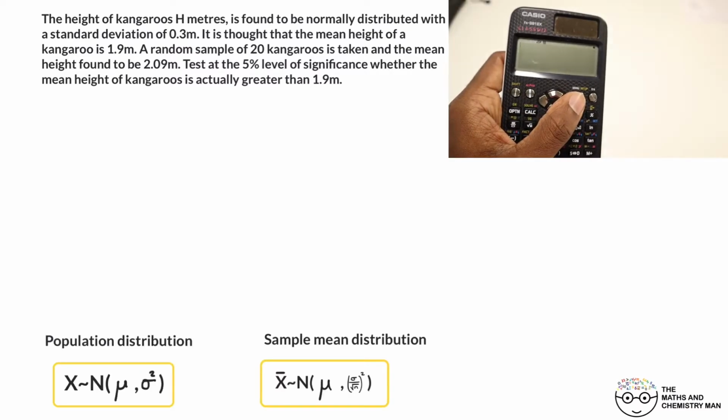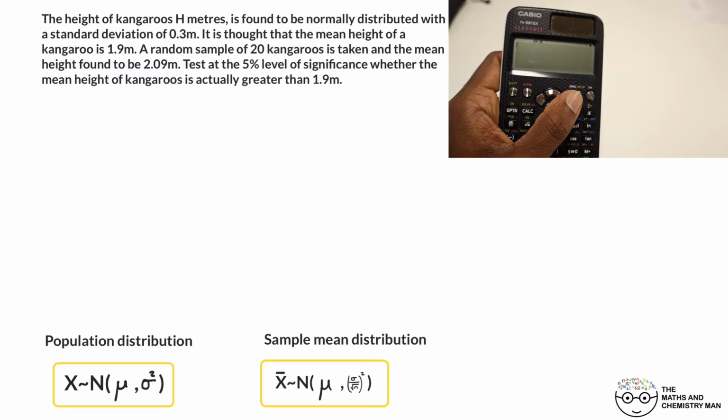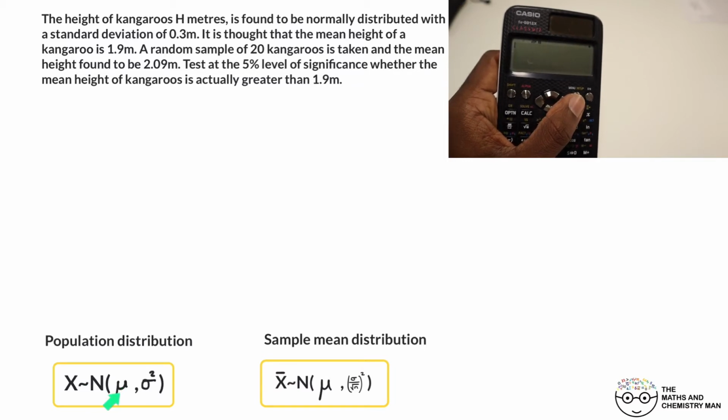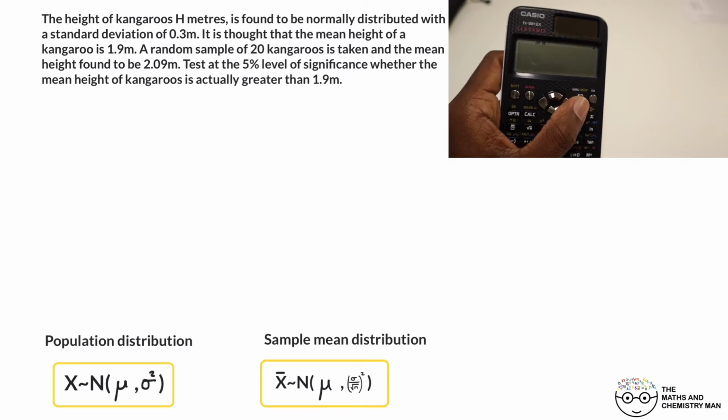Righto, it is solution time. So the first thing we should do before we actually begin with the question is look at our distributions. Now you're used to seeing a normal distribution like this, where you've got your mean, your standard deviation squared. However, when you take a sample, what you need to do is create a new distribution for the sample mean. And so that's where you need to begin with all of these questions.